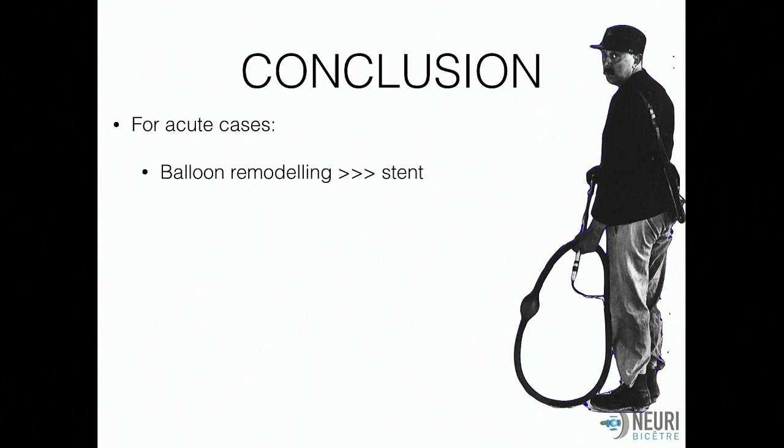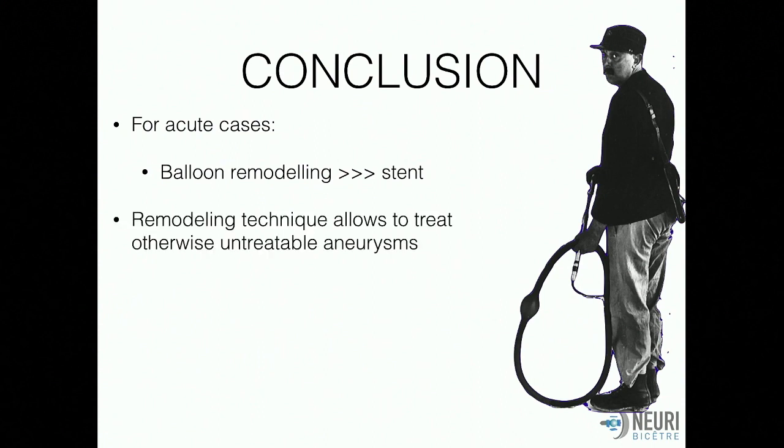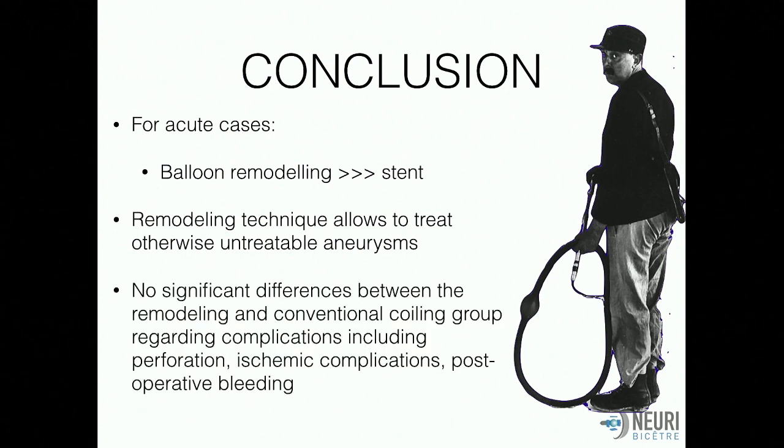If you consider those ruptured aneurysms with a large neck, the remodeling technique is a very efficient technique. And you can treat almost all aneurysms. There is absolutely no aneurysm you could not treat with this technique. And this has been shown by all the studies. There is no significant difference between the balloon remodeling technique and the conventional coiling group in terms of long-term angiographic follow-up, in terms of perioperative complications.